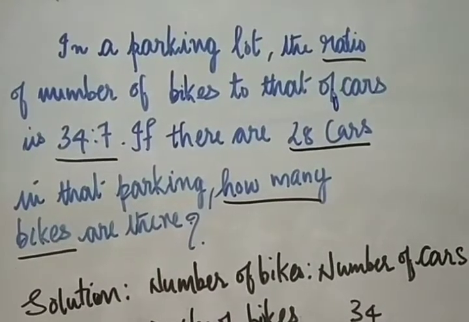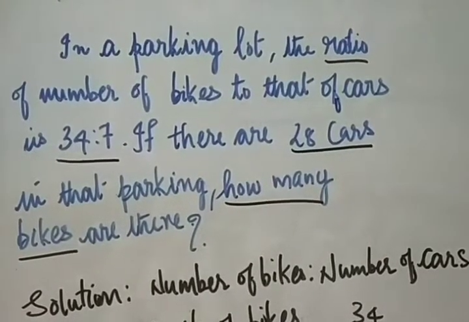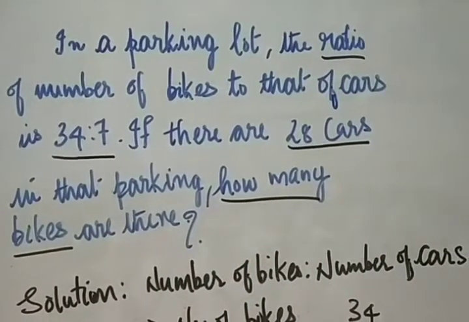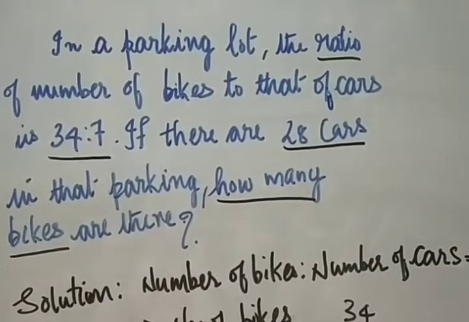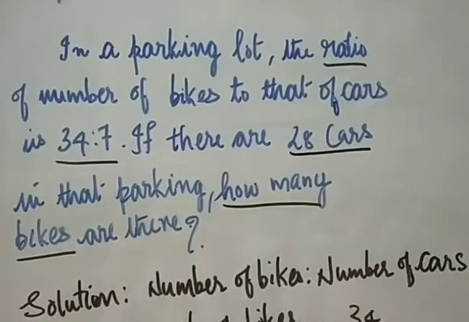So consider the first question. In a parking lot, the ratio of number of bikes to that of cars is 34:7. If there are 28 cars in that parking, how many bikes are there?